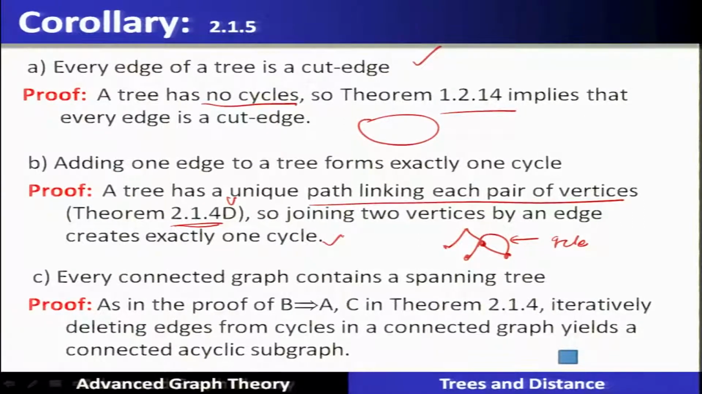The third corollary says that every connected graph contains a spanning tree. As in the proof of property B which we have seen in theorem 2.1.4, we considered a graph and iteratively deleted edges until the graph becomes acyclic.